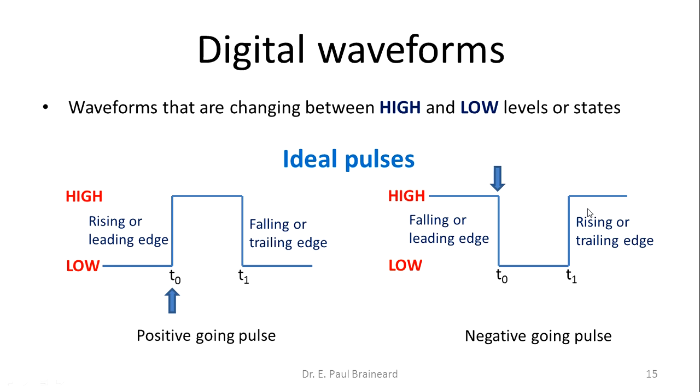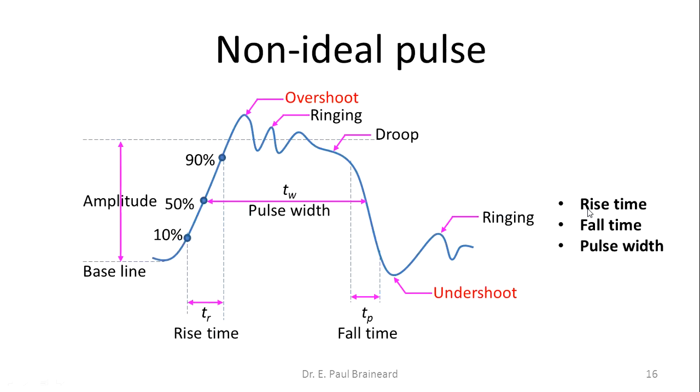and they are the ideal pulses. Then how does a non-ideal pulse look like? This is how it looks like. The practical pulse waveform looks like this. It's havoc. It has overshoots, undershoots, it is having ringing or oscillations, there is a droop in the curve.